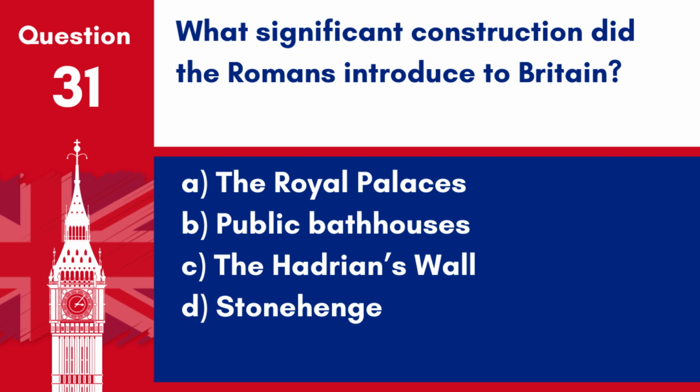Question 31. What significant construction did the Romans introduce to Britain? A. The royal palaces. B. Public bathhouses. C. Hadrian's Wall. D. Stonehenge. Answer: C. Hadrian's Wall. The Romans introduced the significant construction of Hadrian's Wall in Britain.